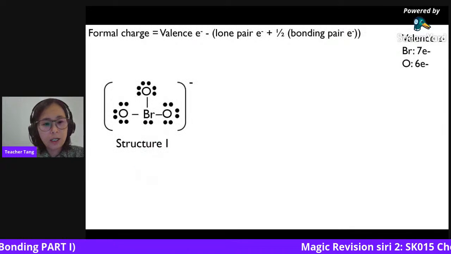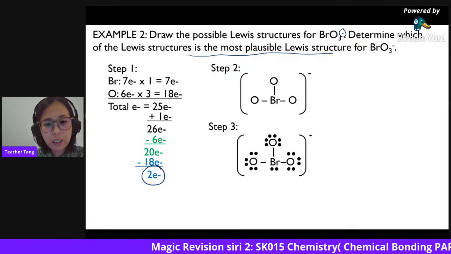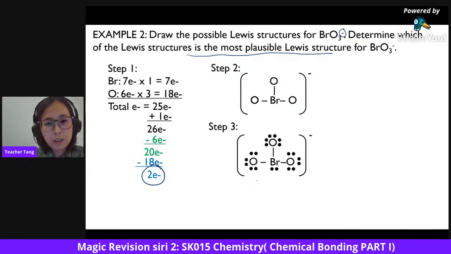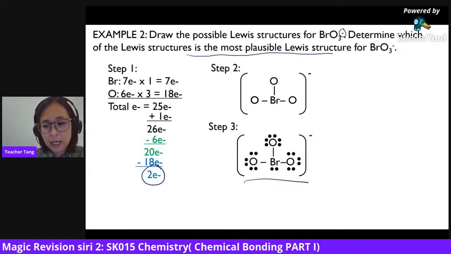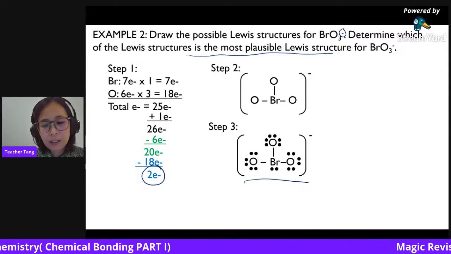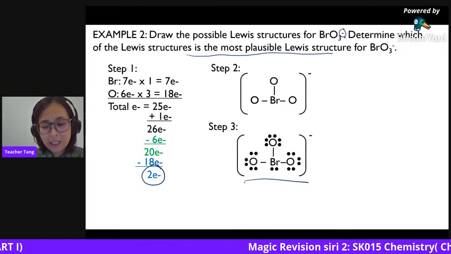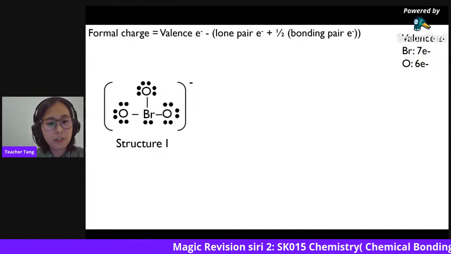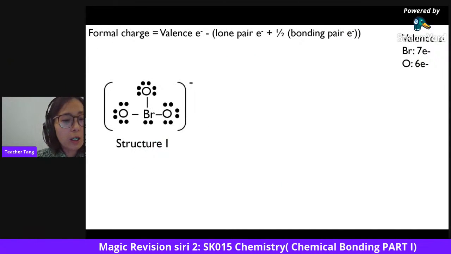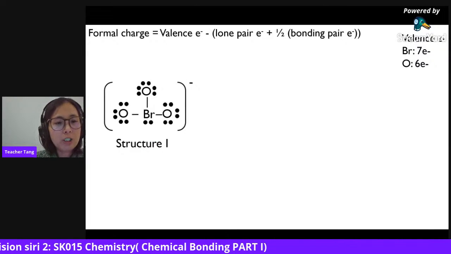So this is the structure that we draw after step number 3. Is this the most plausible Lewis structure for the bromate ion? We are not sure. If we are not sure, since the central atom already has an octet, what we need to do next is calculate the formal charge first. How do we calculate the formal charge? We just need to use the formal charge equation.